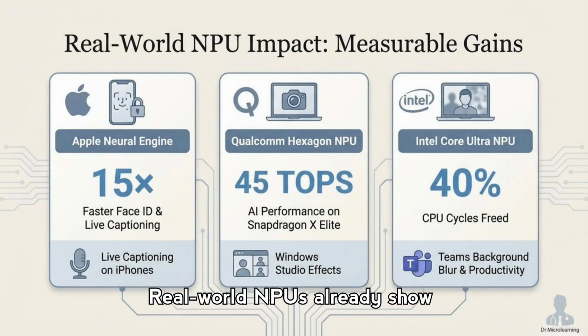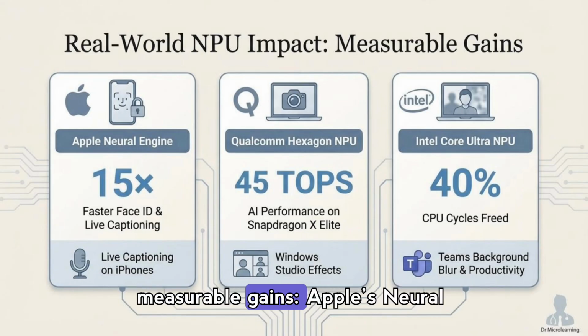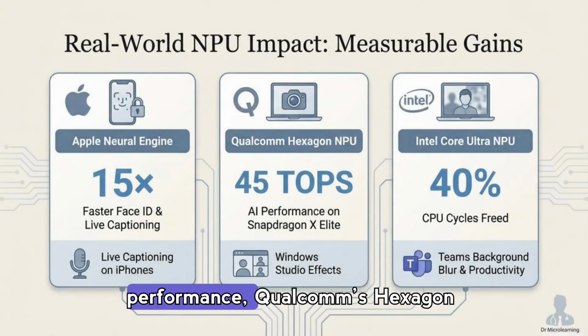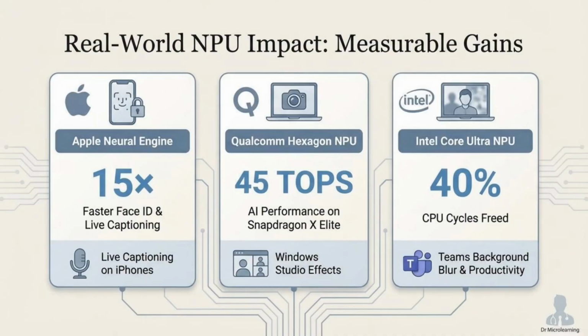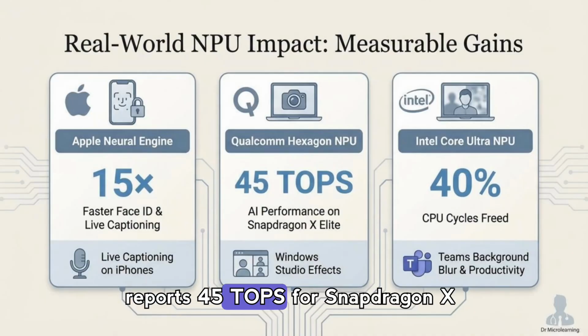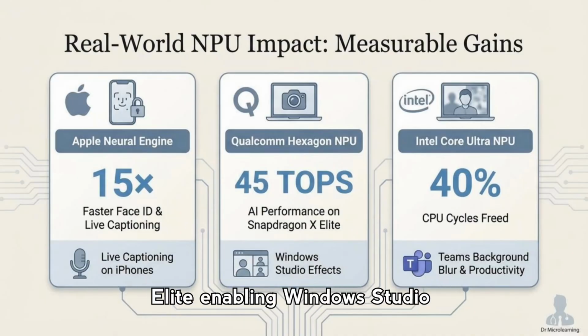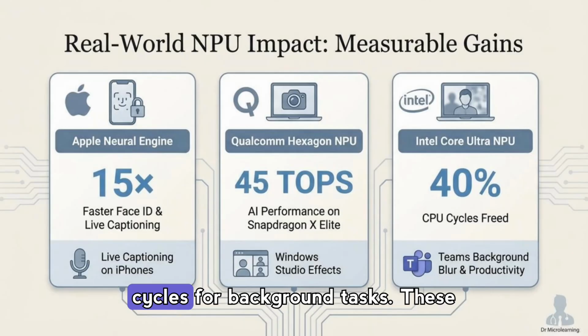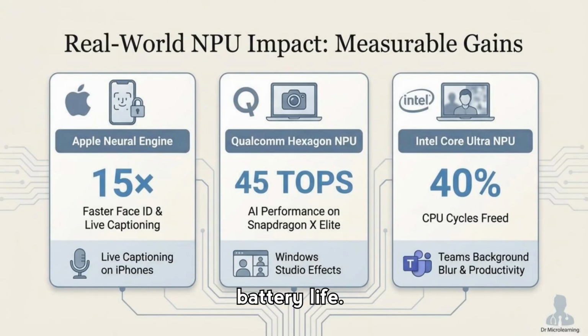Real-world NPUs already show measurable gains. Apple's Neural Engine delivers about 15 times faster Face ID and live captioning performance. Qualcomm's Hexagon reports 45 TOPS for Snapdragon X Elite, enabling Windows Studio Effects, and Intel's Core Ultra NPU can free roughly 40% of CPU cycles for background tasks. These are practical improvements that users notice in responsiveness and battery life.